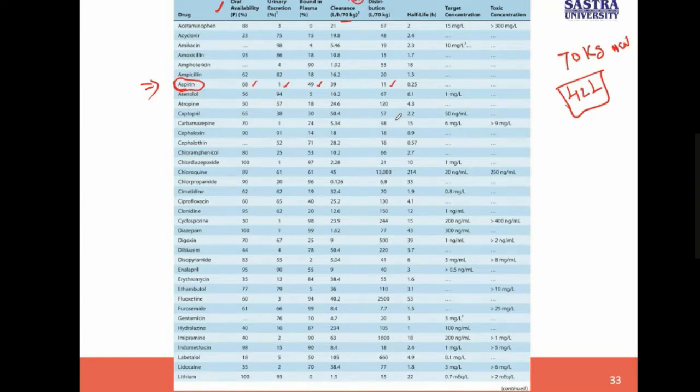The dose is not given here. Maybe that's a common dose. So 11 liter of fluid is needed for a 70 kg person. Is it understandable? We have 42 liter of water, so out of that 42 liter, if we measure, in 11 liter we can find this aspirin molecule. Is that understandable?